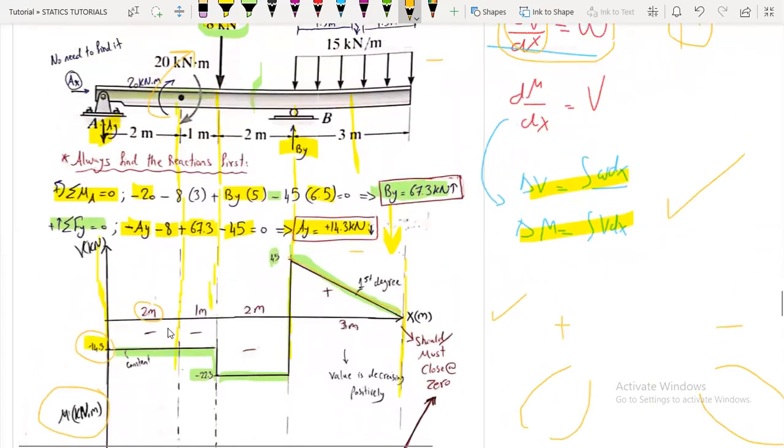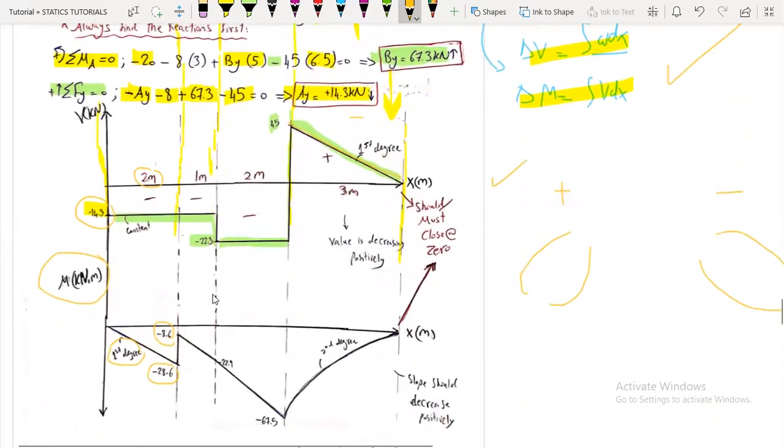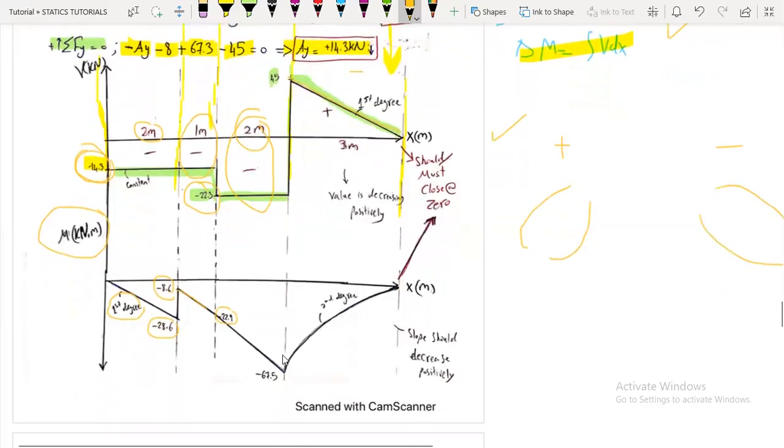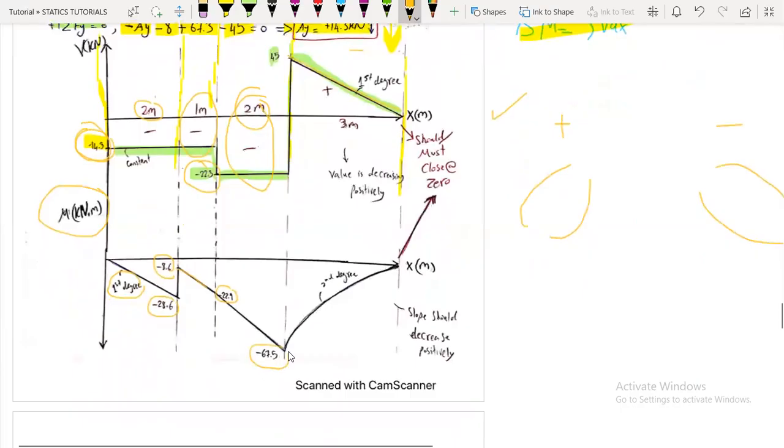Then here, the change in the area is what? It is 1 multiplied by minus 14.3. So we will go down, minus 8.6 minus 14.3, to be at minus 22.9. Again, here the change in the area is negative. So minus 22.9 minus the area, which is 2 multiplied by minus 22.3, will be at a value of minus 67.5.